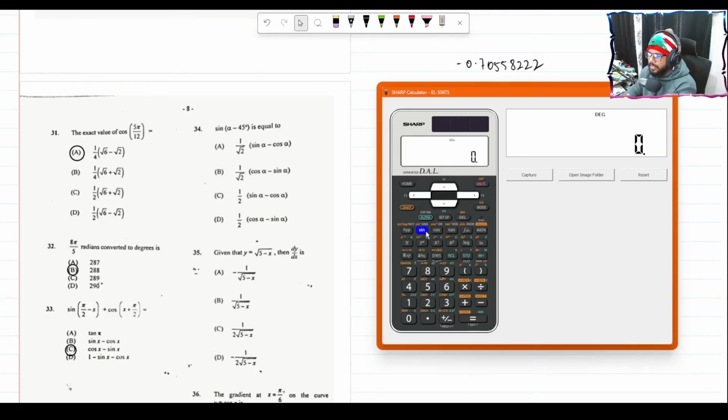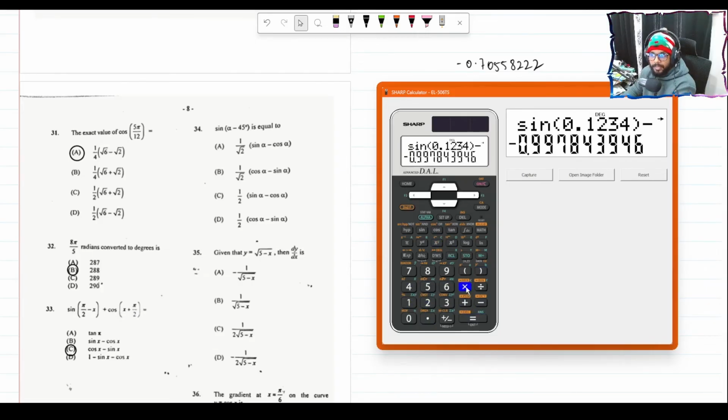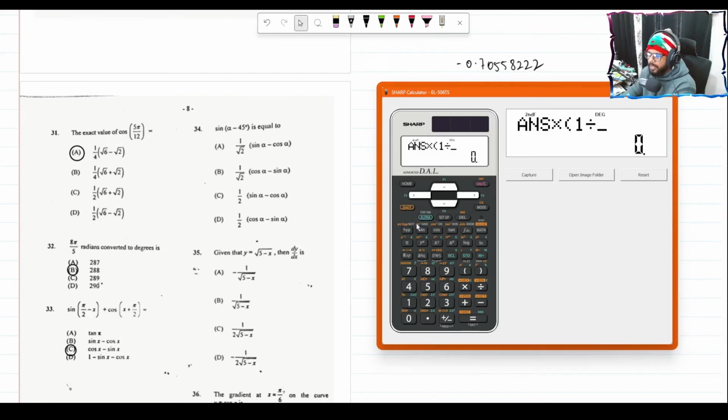So I have sine of 0.1234, put that in a bracket now. Sine of 0.1234 minus cosine of 0.1234, multiplied by 1 divided by root 2. I'll put that in brackets, 1 divided by square root of 2, close brackets. 0.0055822.